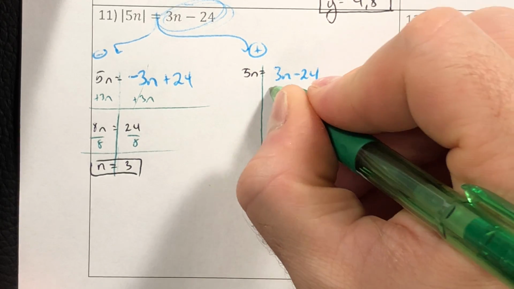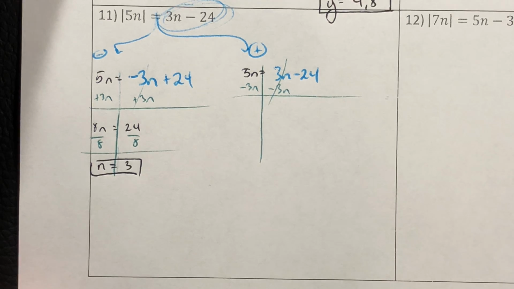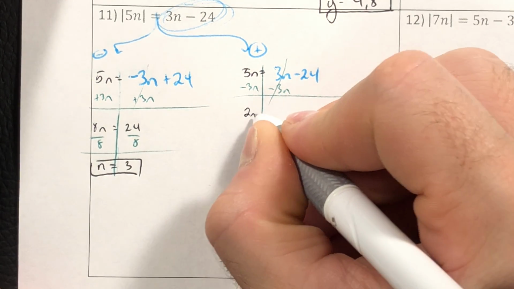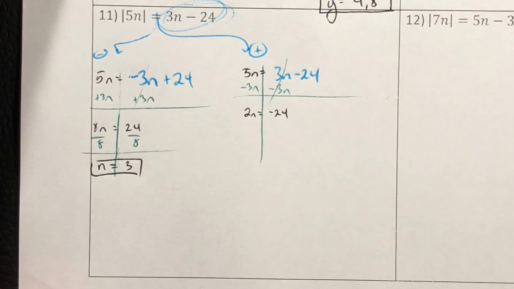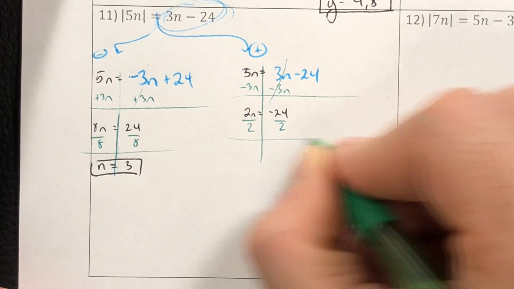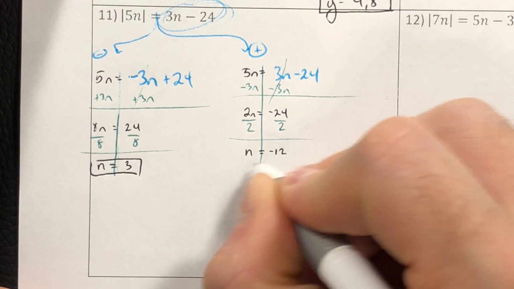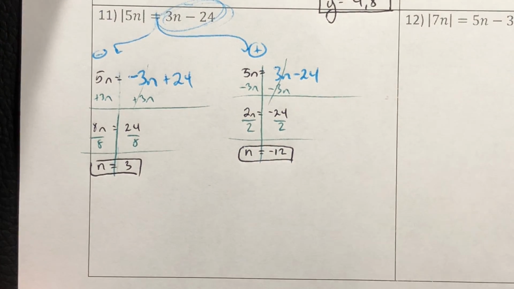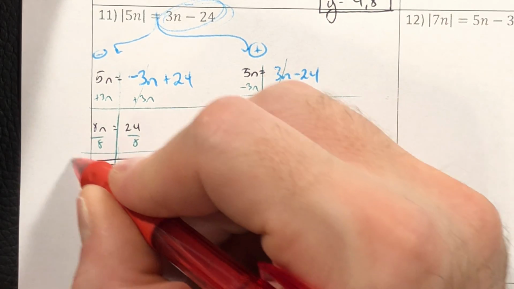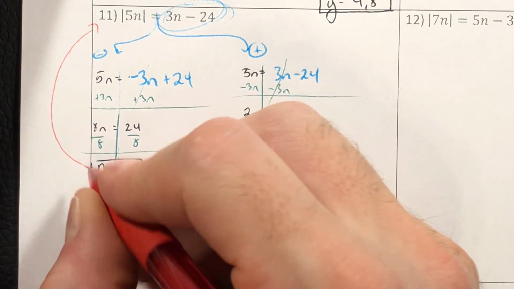If I work this one over here, I get rid of the 3n by subtracting it. And all I'm left with on the left-hand side is 2n. To get rid of that 2, it's connected via multiplication. I go ahead and I divide. That's going to leave me with n equals negative 12. Answer choice number 2. Perfect. So I'm going to take these, plug these back into the original question and see what we get.